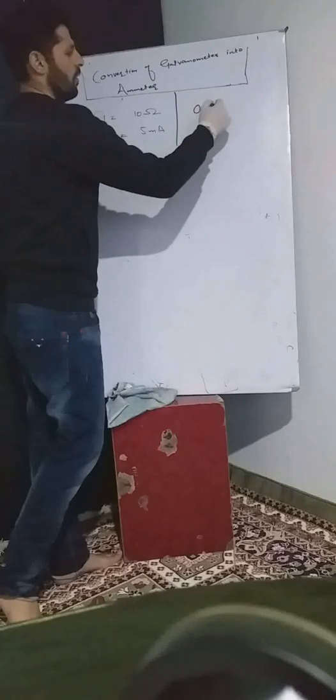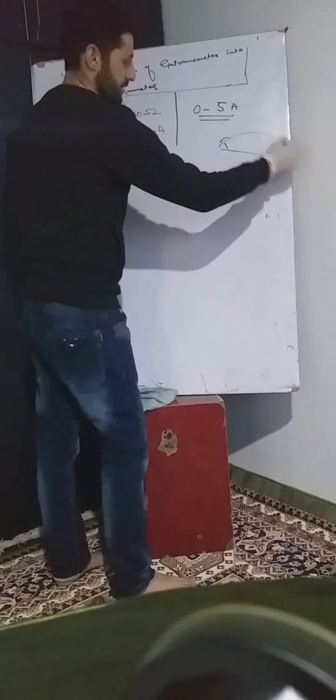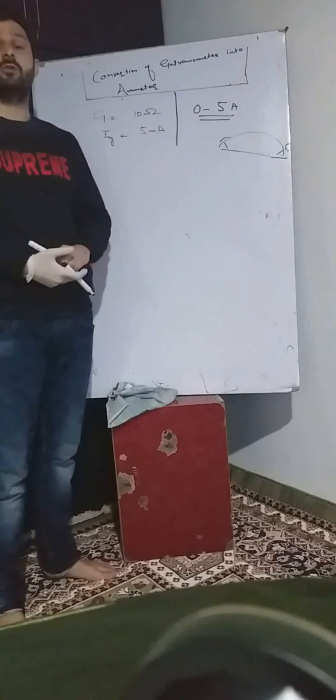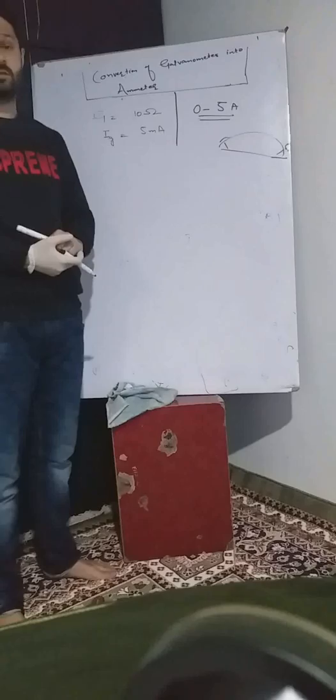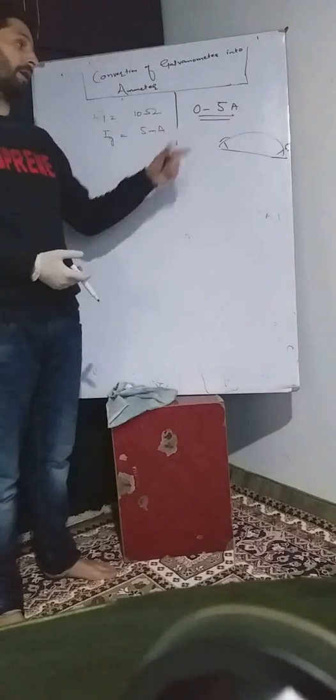You have to convert this galvanometer into an ammeter with range, let's suppose, 0 to 5 ampere. That is, the ammeter should start from 0 and measure a maximum current of 5 ampere. So how much resistance of shunt is required? We know that we can convert it into an ammeter by connecting a low resistance, called a shunt, in parallel to it, so we have to calculate the resistance of that shunt.